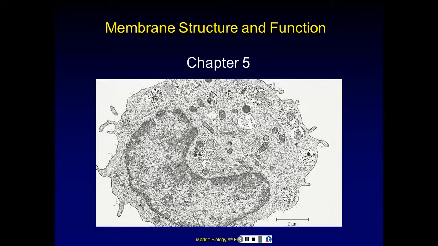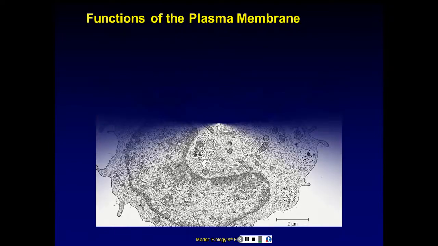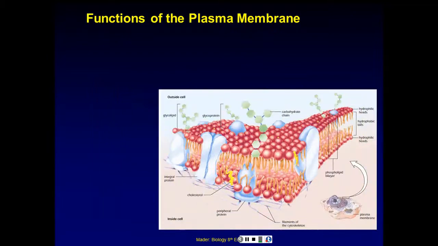Hello. Today we're moving into Chapter 5, which is about the plasma membrane of the cell and the structure and the function of that membrane. If you'll recall from past lectures, we've talked about the membrane actually has a couple of functions that we've already talked about. The first, we said that it isolates the cytoplasm from the outside of the cell.